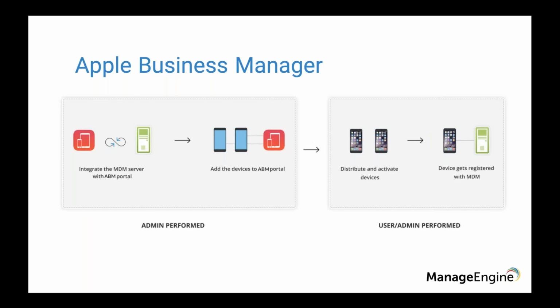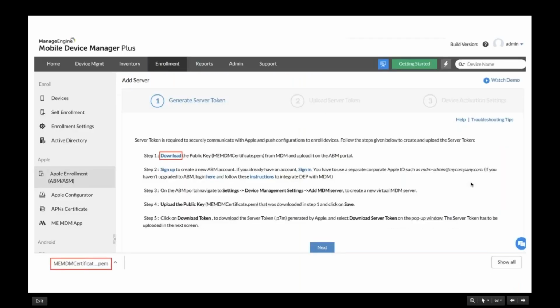So first, you would go ahead and integrate, say, your MDM server with your Apple Business Manager portal. You would add your devices to the Apple Business Manager portal, followed by which you can start distributing these new, freshly packed devices to your users, and they can just turn on the devices. And once the devices are activated, your devices will automatically get registered with the MDM solution. So how do we go about this process?